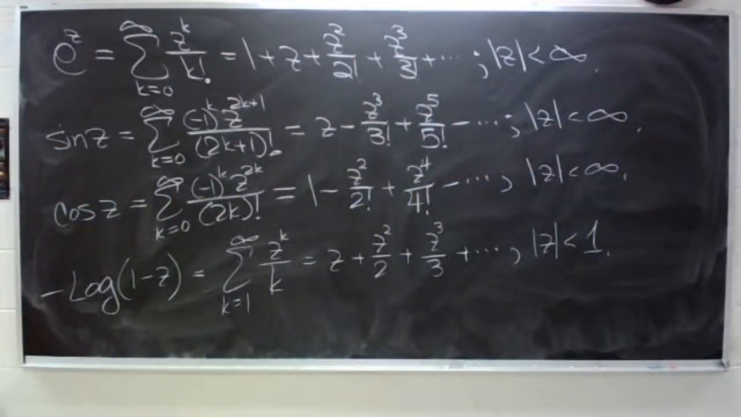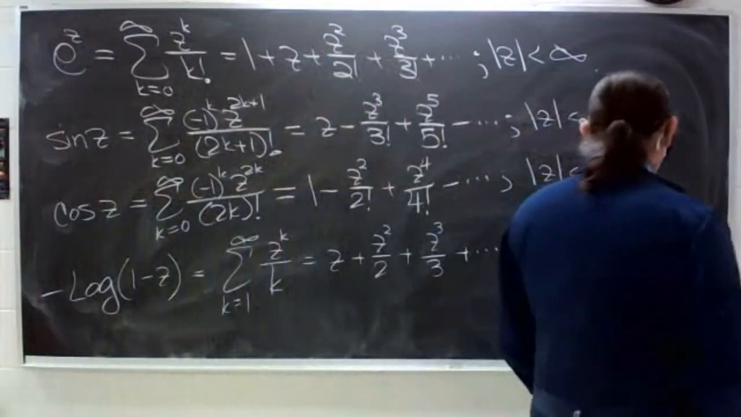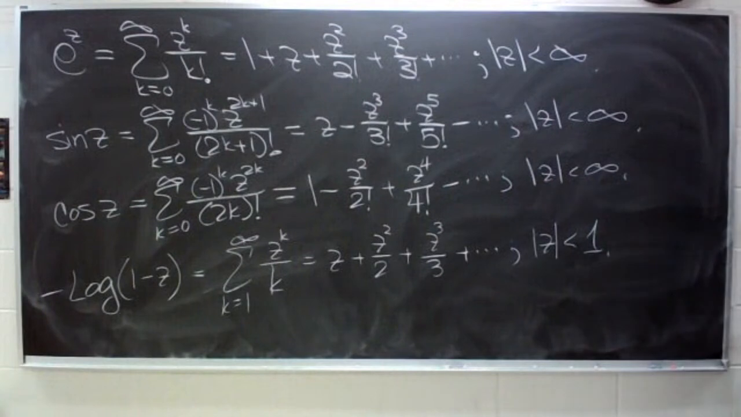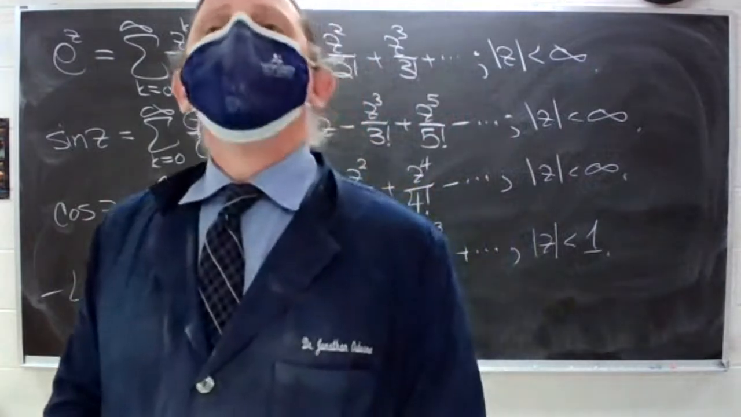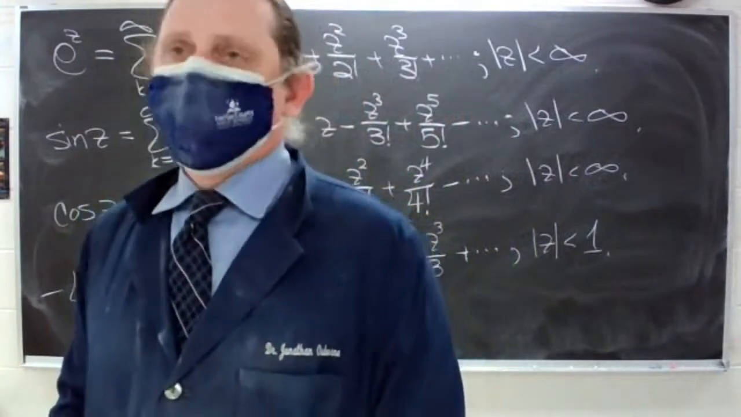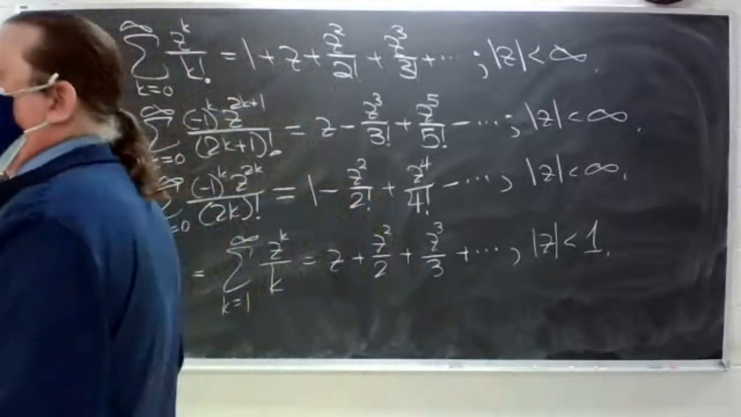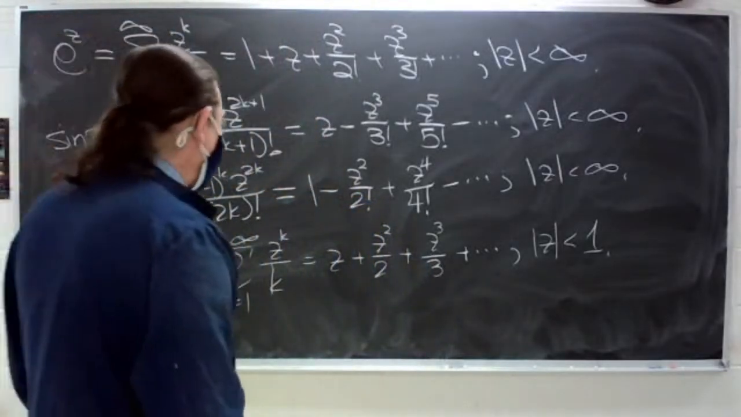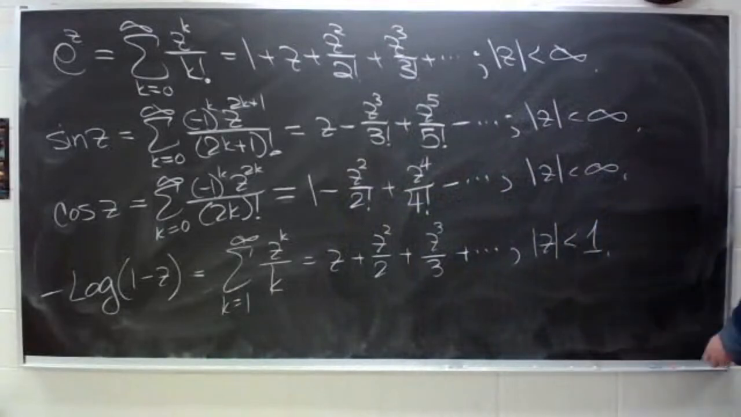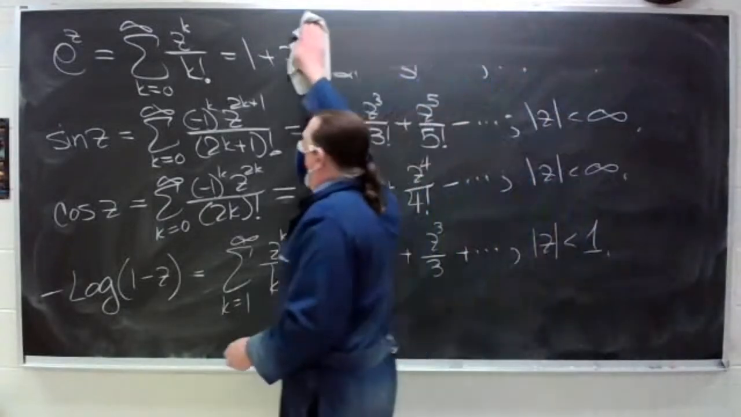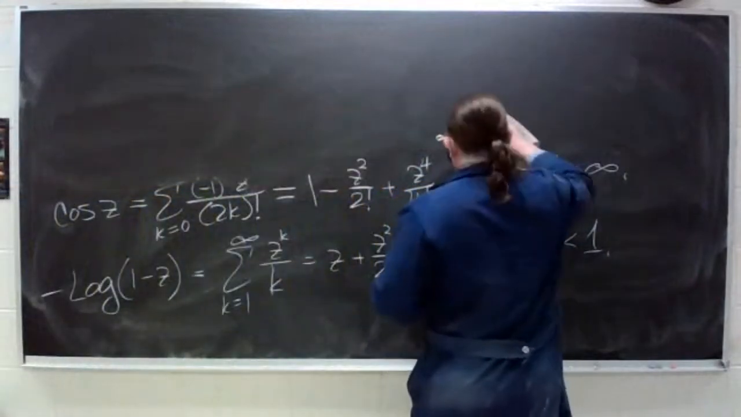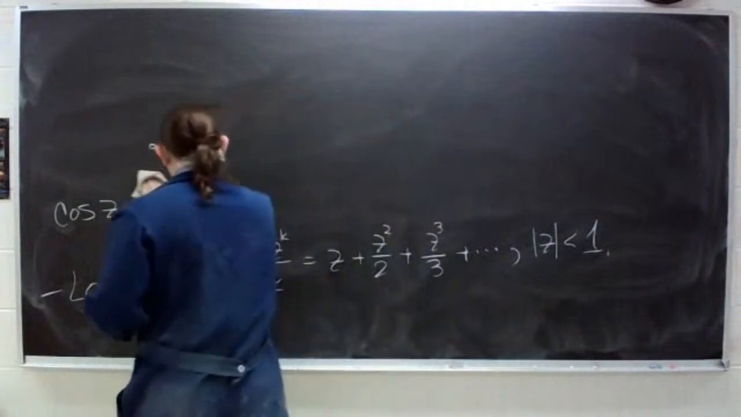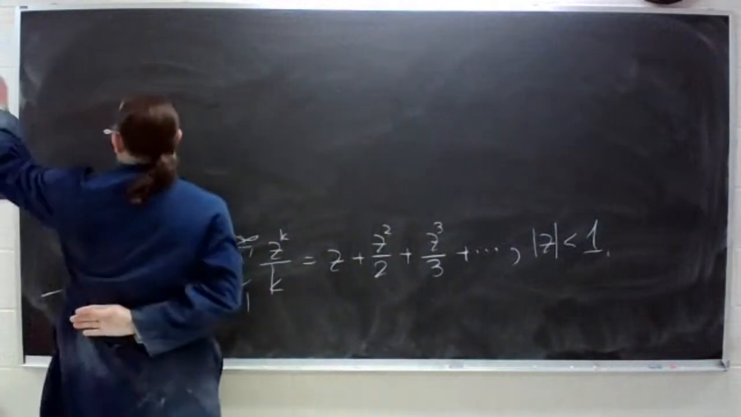This series converges on the disk modulus z less than 1. It converges everywhere on its circle of convergence except at z equals 1, where of course it diverges as the harmonic series. We have one additional series that we can get from our Taylor formula, and that is the binomial series.